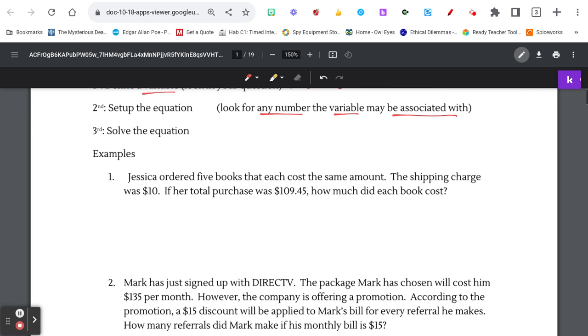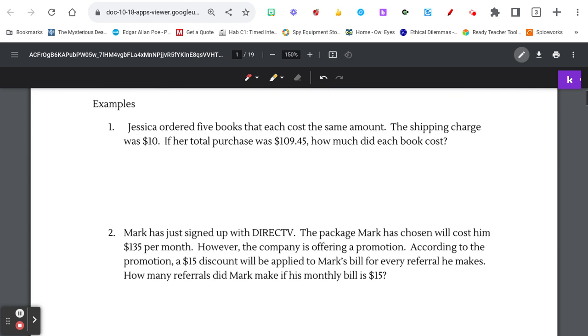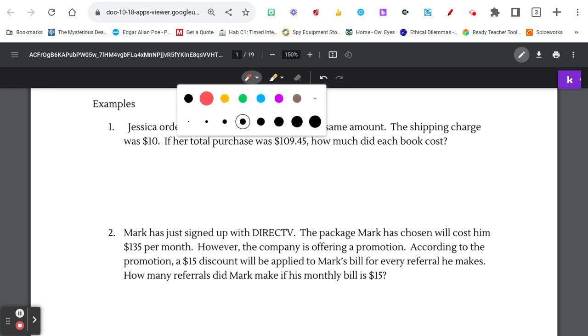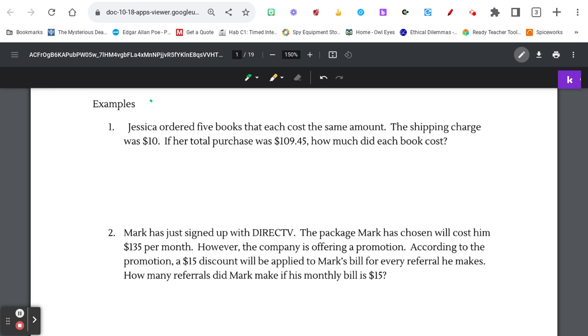All right, so let's take a look at number one. It says Jessica ordered 5 books that each cost the same amount. The shipping charge was $10. So I'm going to underline some important pieces. Already, I know that she ordered 5 books and they cost the same thing. I do know that the shipping charge was $10. So you had to pay to ship it, $10. And then it goes on to say her total purchase was $109.45.